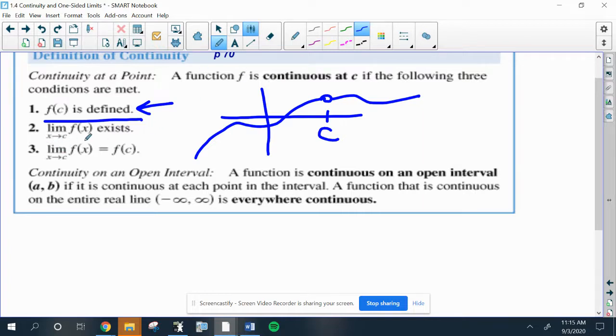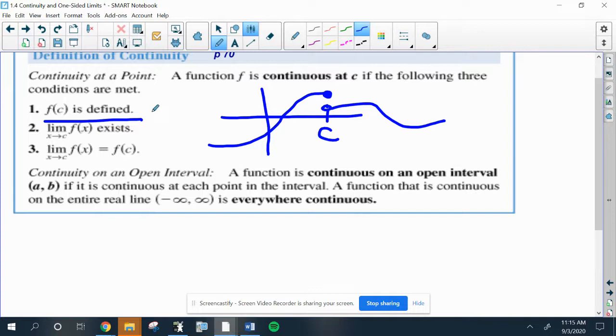It also says a limit must exist. So say we had a function that looks like this. So here's a function that's actually defined at c, but you can see here the limit wouldn't exist. So even though it's defined doesn't mean it's continuous. The second item says the limit must exist.